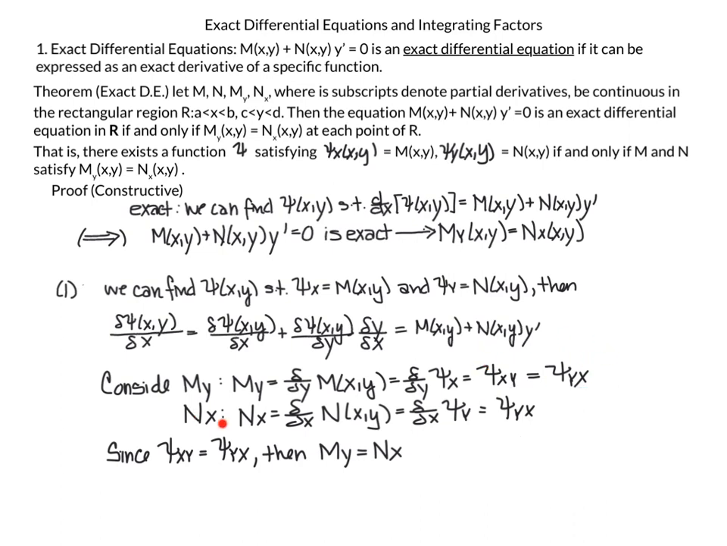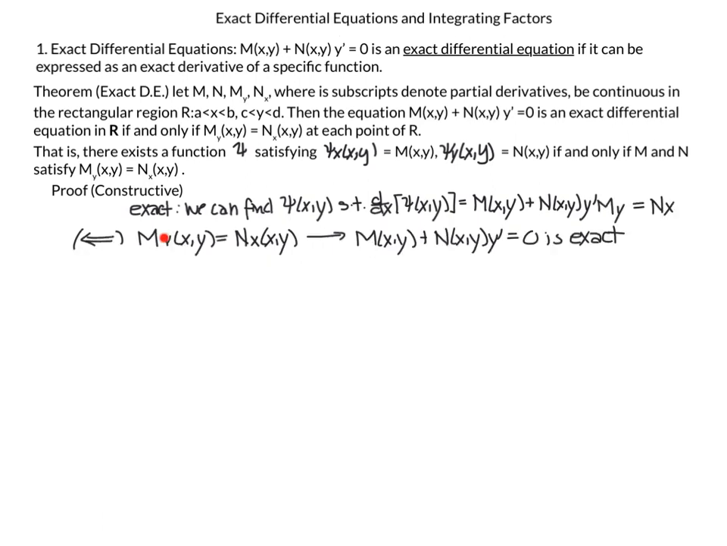Similarly, we can look at N_x, which is the partial with respect to x of N, which is the partial with respect to x of psi_y, which is equal to psi_yx. So these two now are equal, but since they're equal, that also means that M_y is equal to N_x. So what we have shown is if our equation is exact, that means the partial with respect to y of M is going to equal the partial with respect to x of N.